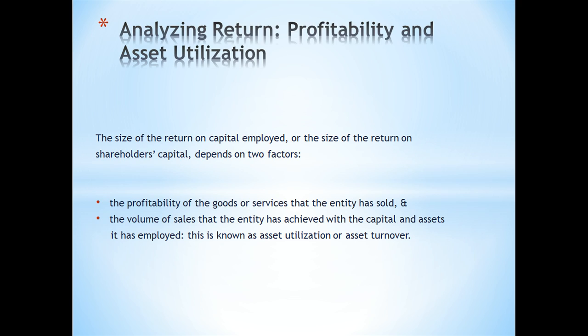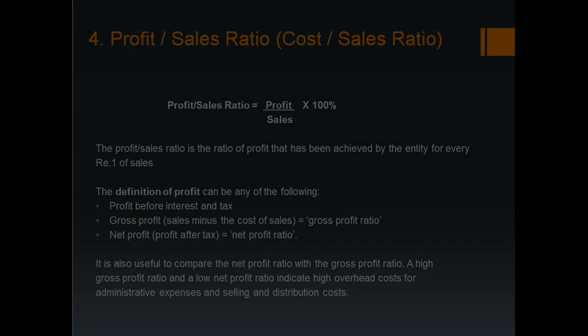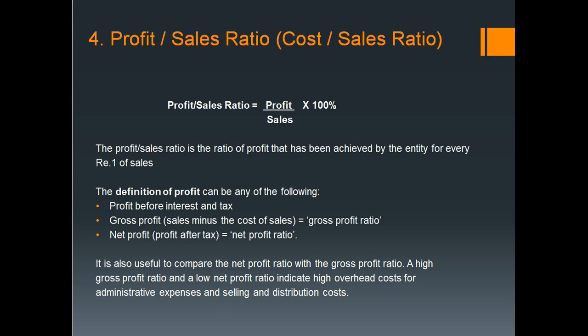Okay, let's move on to the next ratio, the profit sales ratio or cost sales ratio. The profit sales ratio is the ratio of the profit that has been achieved for every rupee 1 of sales. Its formula is profit upon sales into 100%. Profit sales ratios are commonly used by management to assess financial performance.